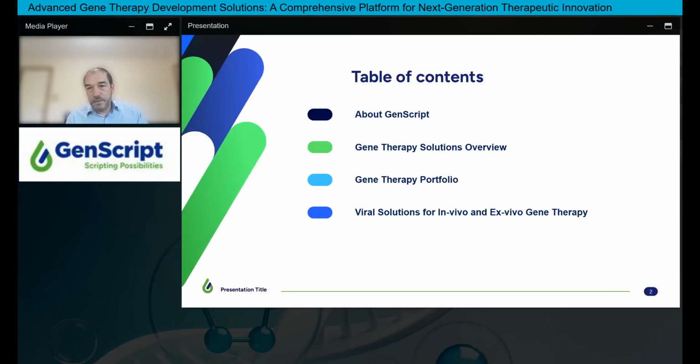First, I'll start with the agenda, the table of contents. I'll introduce GenScript as a company briefly, if you're not familiar with it, then speak about the overview of the gene therapy solutions that we offer, then focus on the gene therapy portfolio. My introduction will be a more overall introduction of the solutions that we offer, focusing mostly on the non-viral gene therapy solutions. And then one of my colleagues will introduce you to the viral solutions that we offer for ex vivo gene therapy.